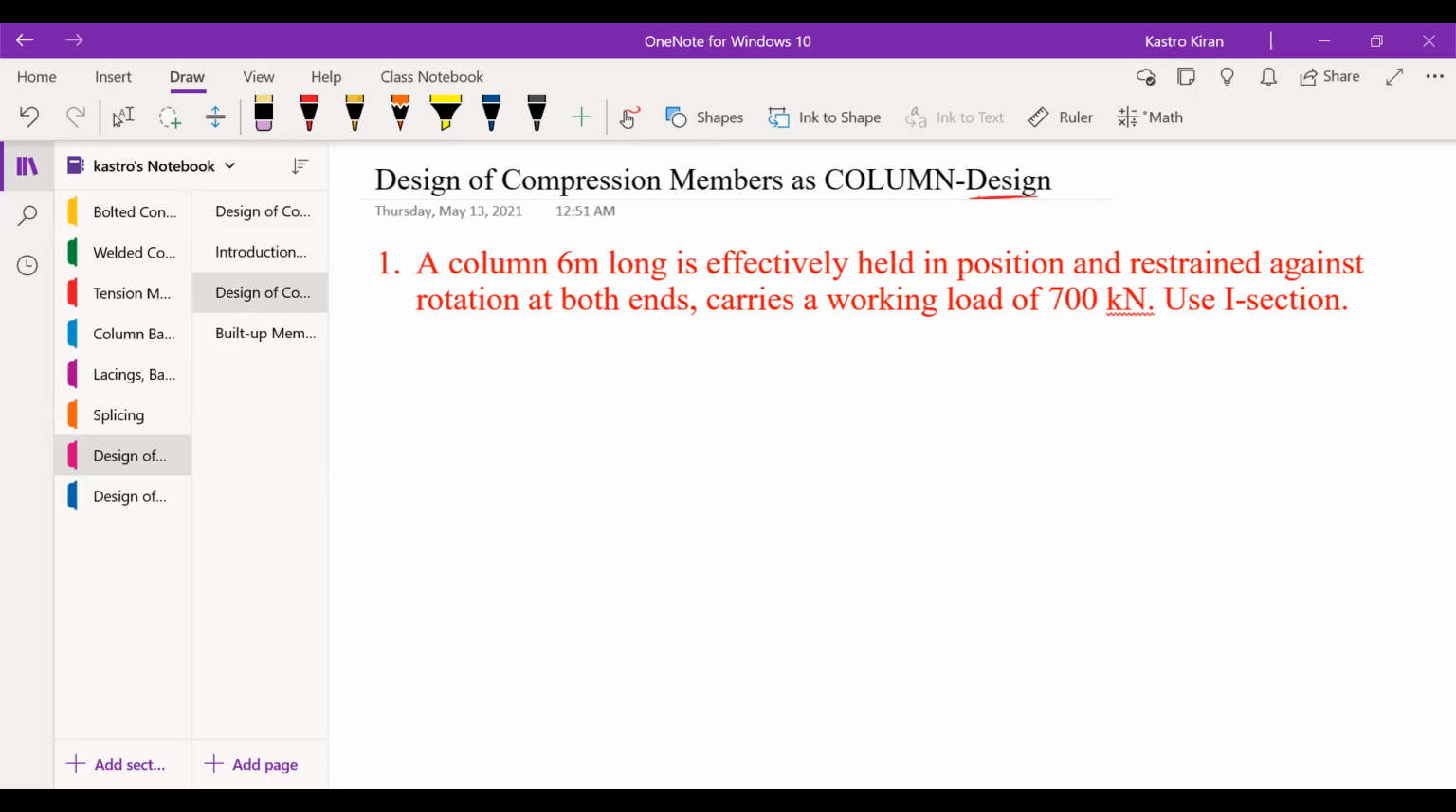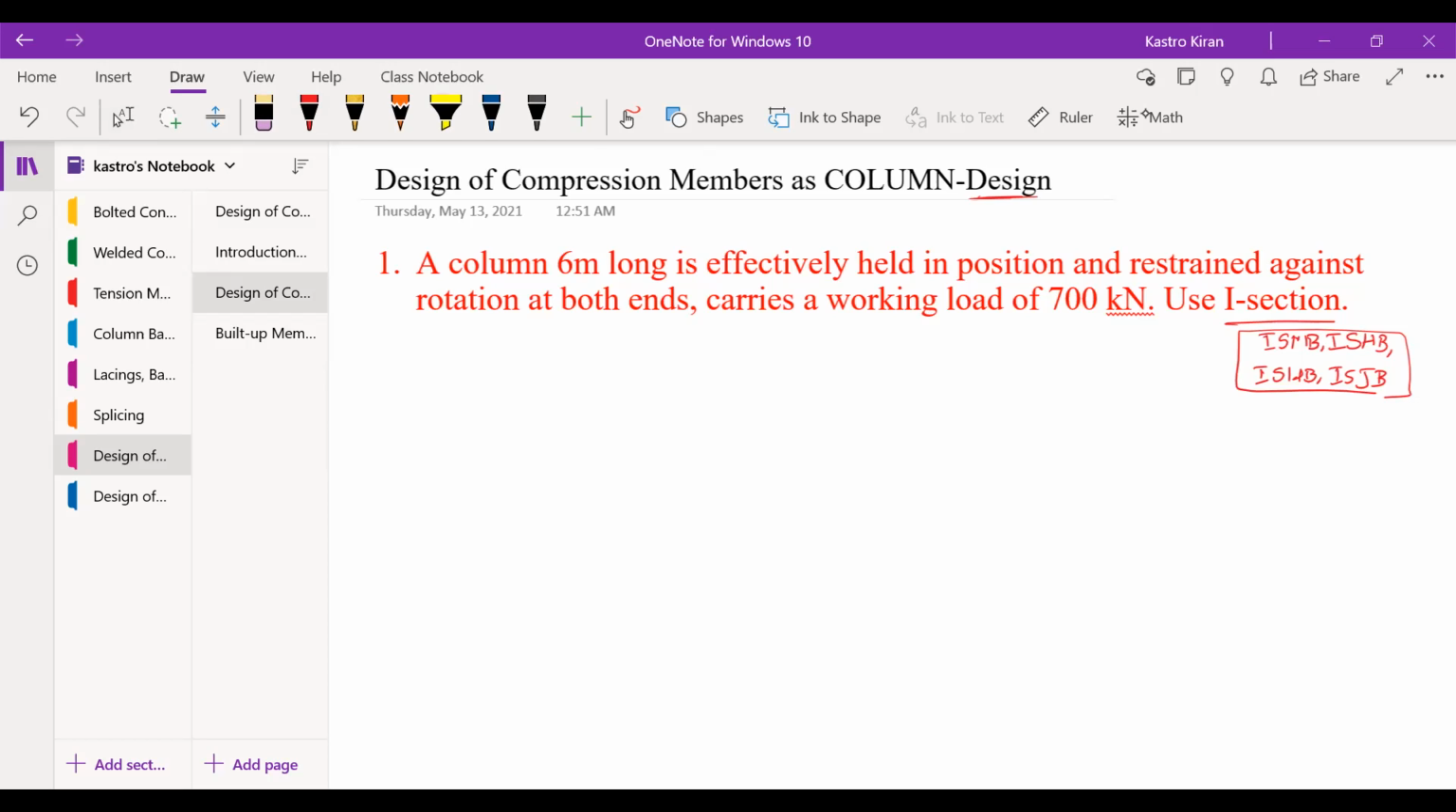When you are designing a compression member or a column, the section must be in the shape of I. So you know we have different I sections, that is ISMB, ISHB, ISWB, ISJB. Likewise, we have different types of sections, right? So let's look at what type of section you're going to select from all the 4 or 5 different types of I sections which are available for us. Okay, so before talking about which I section we are going to select, let's look at the problem.